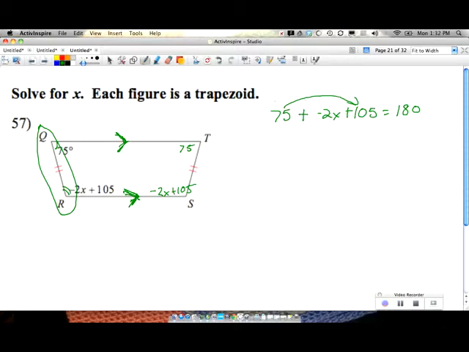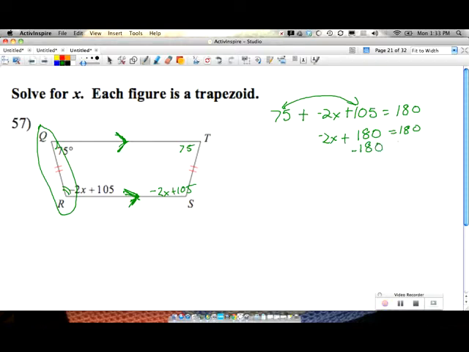So I got to simplify this a little bit. First of all, I got 75 and 105. That's going to give me 180. I got negative 2x plus 180 equals 180. Now, there's something that should kind of be clicking in your head here. How can I add something to 180 and it's still going to equal 180? So then this piece here must be 0.